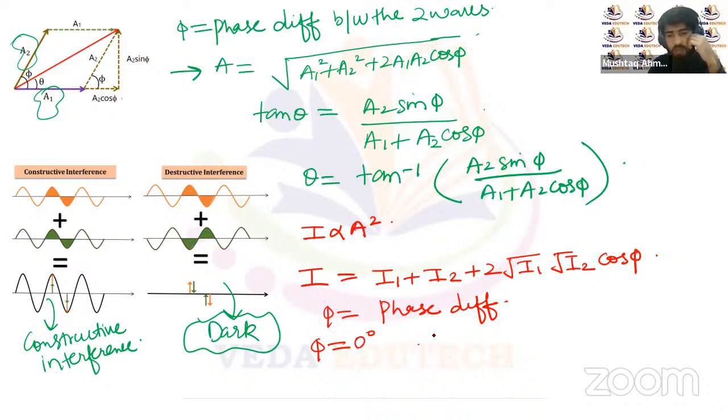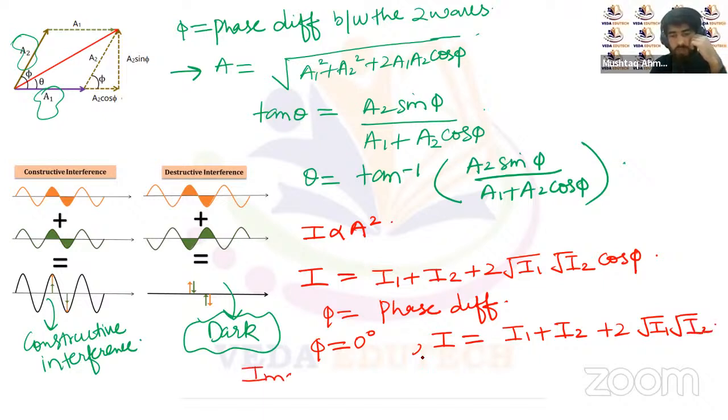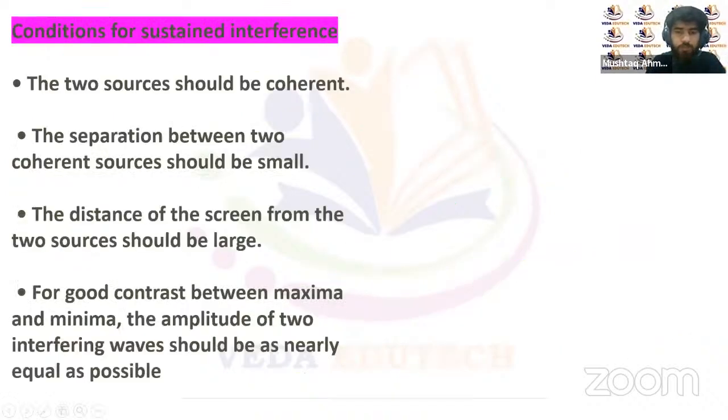Then the resultant intensity in this case will be equal to I1 plus I2 plus twice root I1 root I2, right? It means the intensity here will be maximum, or we can write this maximum intensity as under root of I1 plus I2 whole square. So this will be the maximum intensity in case of constructive interference, right?